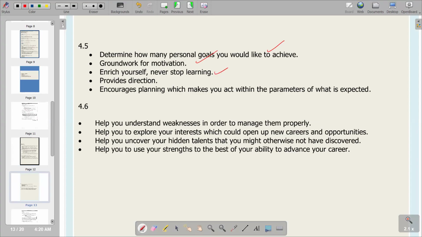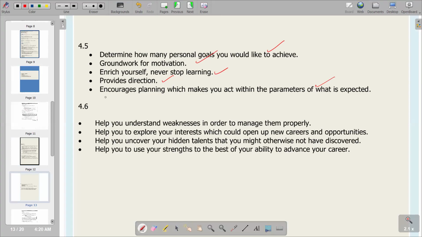Then the next one provides direction, very important. It encourages planning, which makes you act within the parameters of what is expected. So you are supposed to plan. When you have a goal, it means the next step is to plan on how to achieve that goal. So it encourages planning, which makes you act within the parameters of what is expected. So this is what we have.